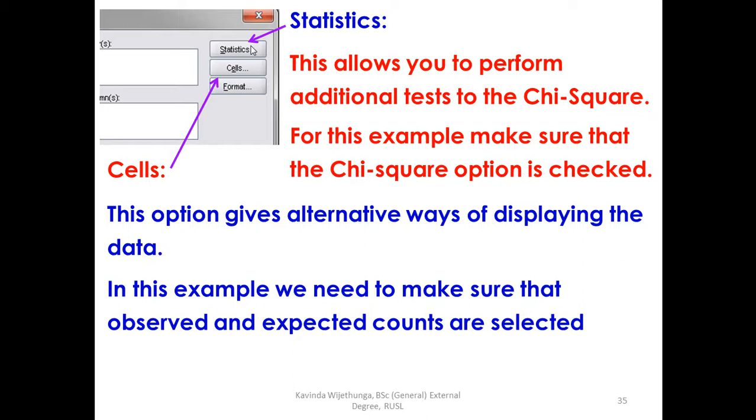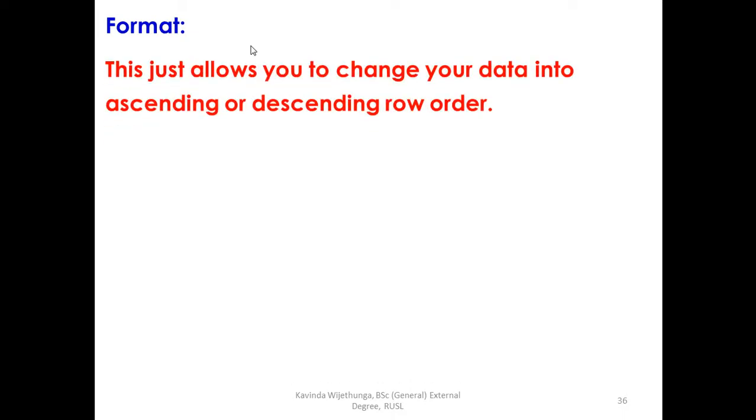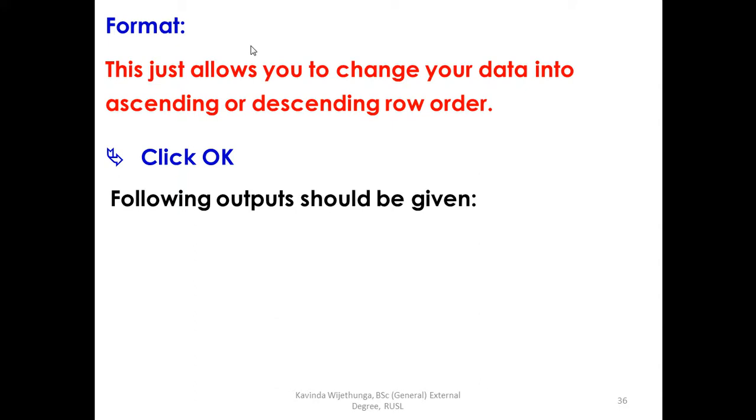This option gives an alternative way of displaying the data. In this example, we need to make sure that observed and expected values are selected. Next, the format option just allows you to change the data into ascending or descending row order. Then click OK, and you can see the output.